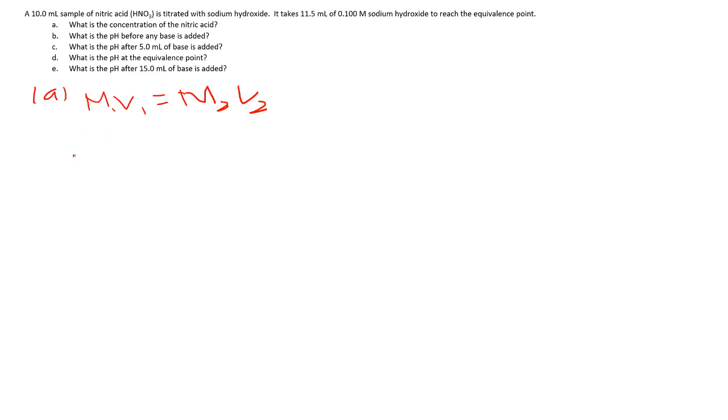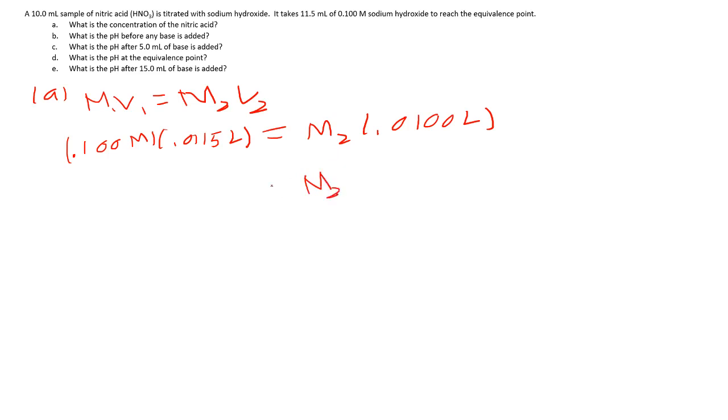So I can plug in my numbers now. We have 0.100 molar for the concentration of our sodium hydroxide, and then we have a volume of 0.0115 liters. Then we don't know the concentration of our nitric acid, but we do know that the volume is 0.0100 liters. Note that if you had decided to make nitric acid M1V1 and sodium hydroxide M2V2, you'd be fine as well. Both work. So here we plug in the numbers, and we get that M2 is simply 0.115 molar. And so that's all we've got to do to get our concentration here.